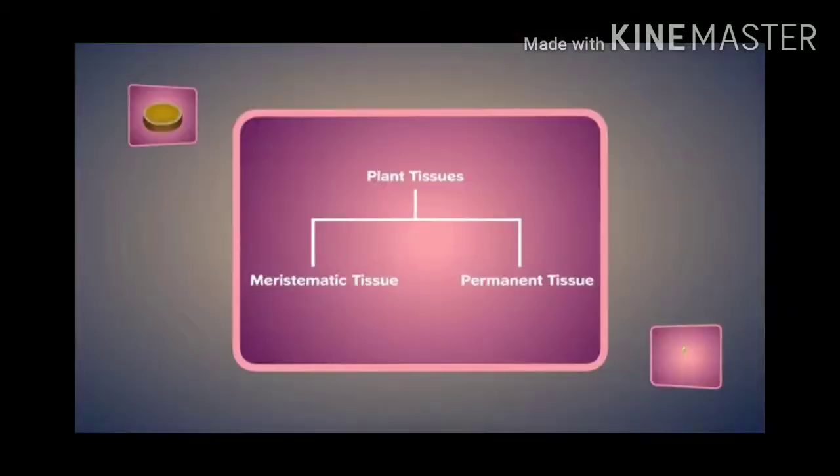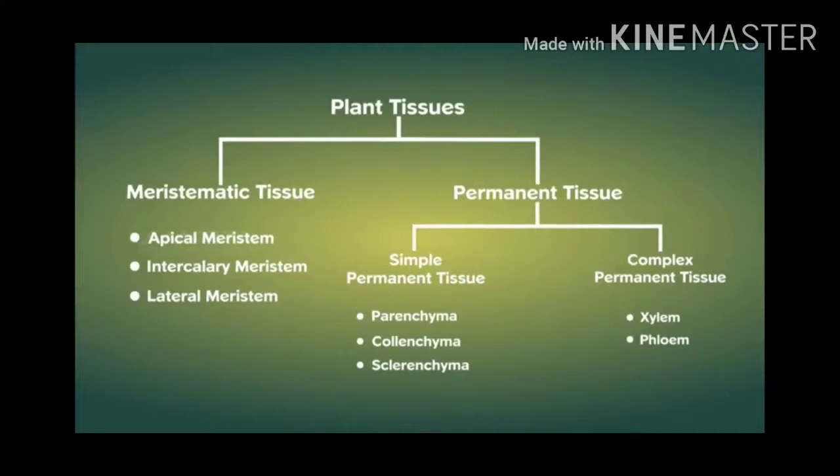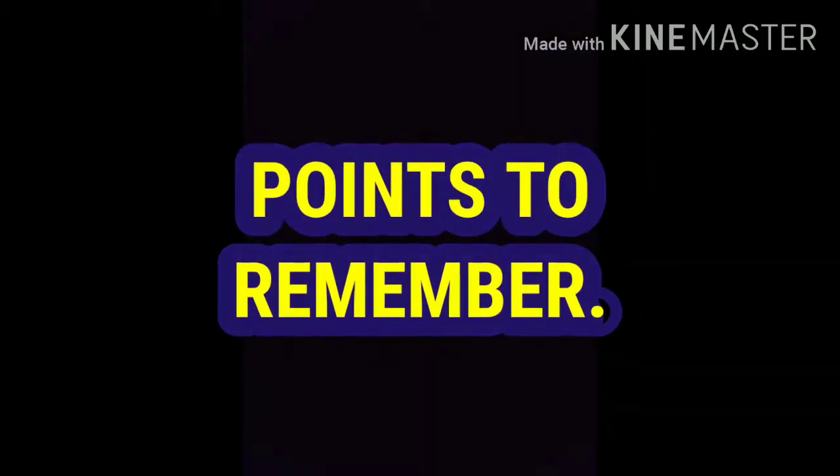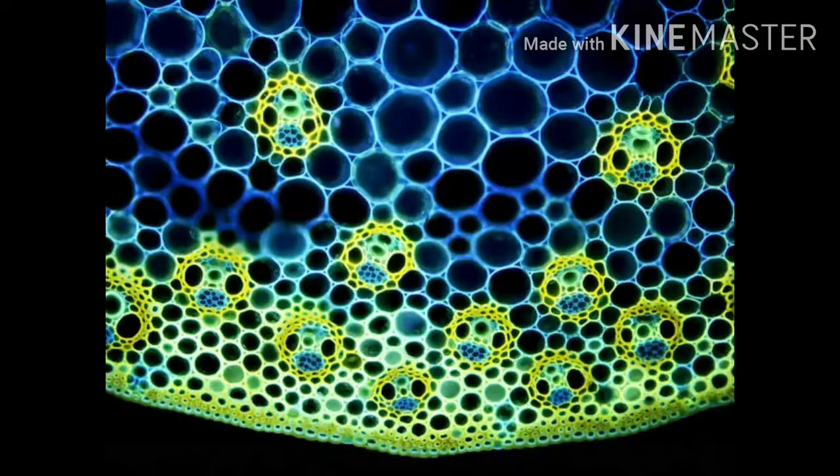I hope you have all understood the lesson clearly, children. In conclusion, we have seen and understood plant tissues, their types, subclassifications and their functions. Points to remember. What is a tissue? A large number of specialized cells together is called a tissue.